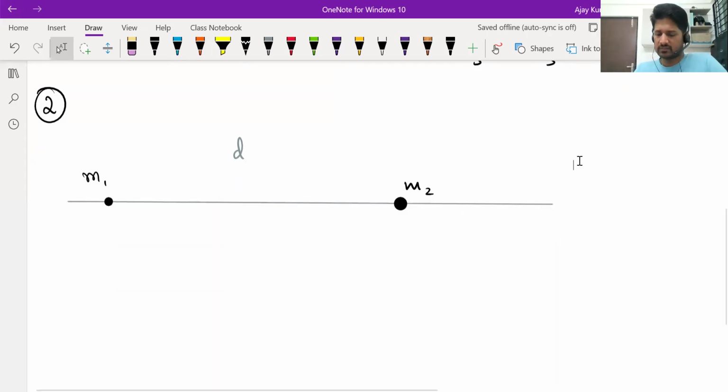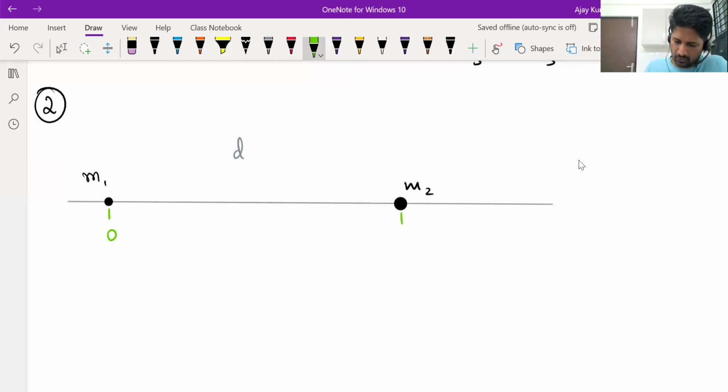We want to know where the center of mass lies. Let's assume m1 is at the origin. If that is the origin, then I can write x1 is equal to 0, and x2, the x coordinate of the second particle, becomes d. So we know their masses, we know their positions. So solve this quickly, all of you.